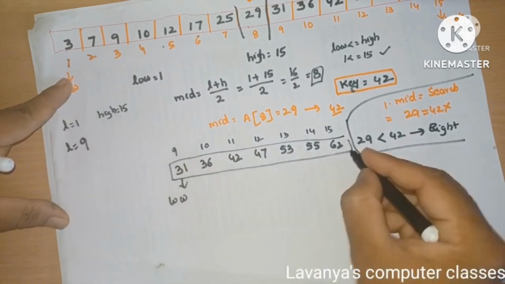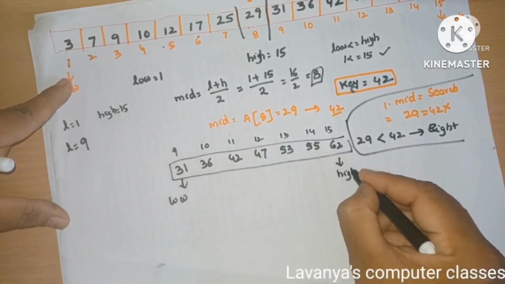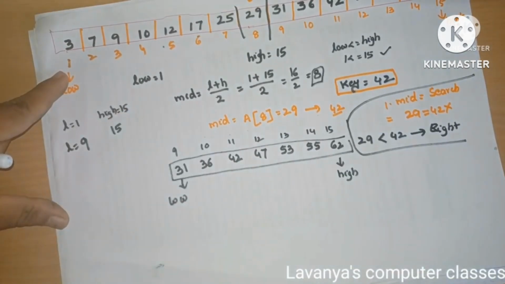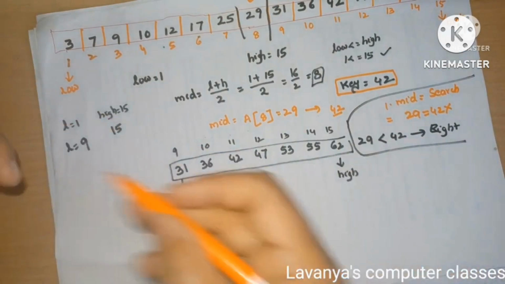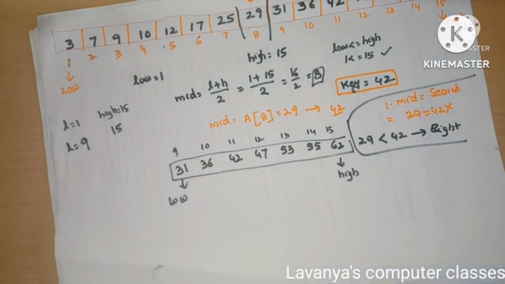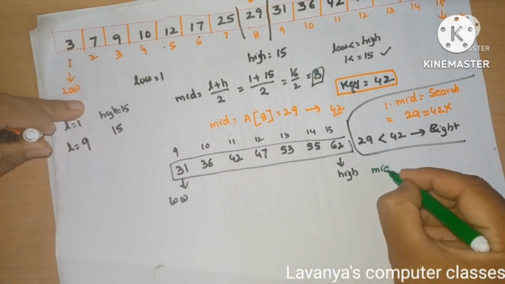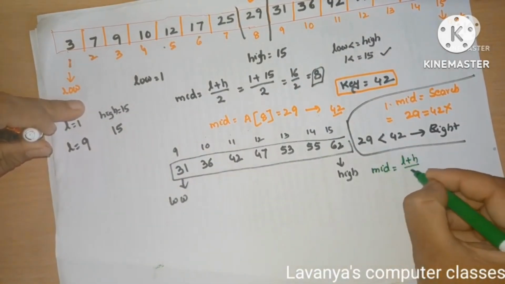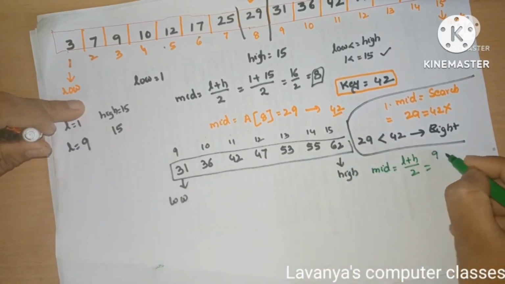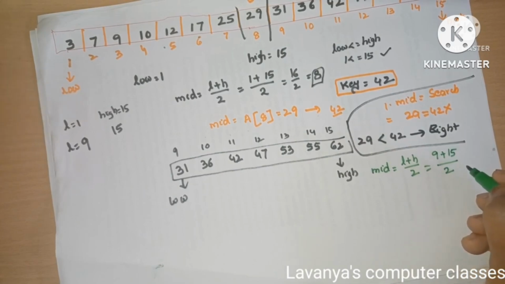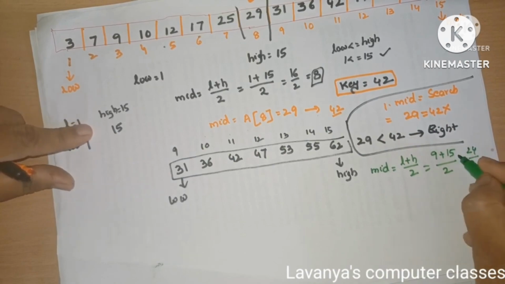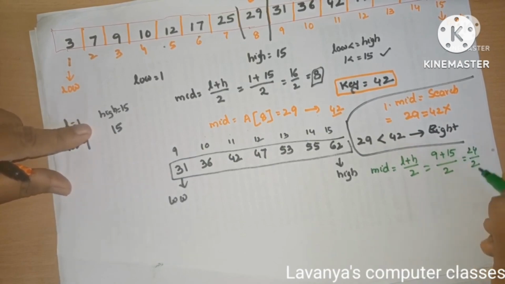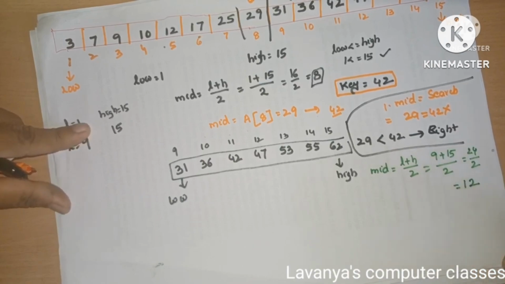Okay. Now it is low, and high has no change, so high is still 15 only. Low is 9 and high equal to 15. Again calculate mid. How to calculate mid again? Mid equal to low plus high by 2. What is our low value? 9 plus 15 by 2. 9 plus 15 is 24, by 2. That is 12.